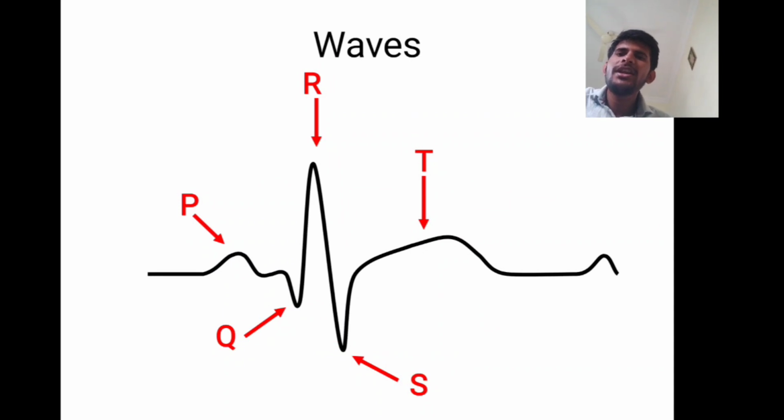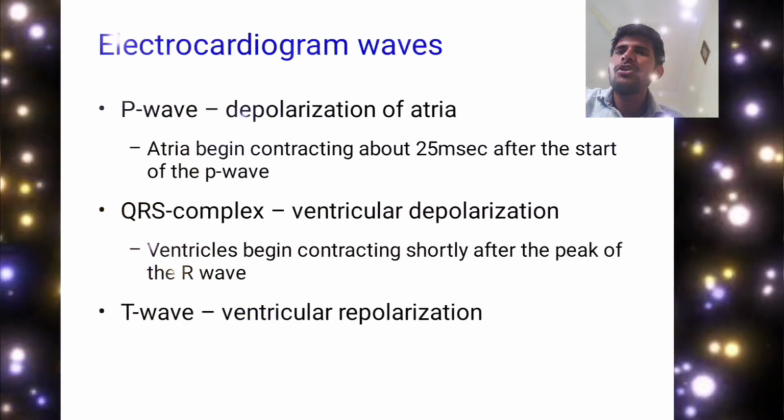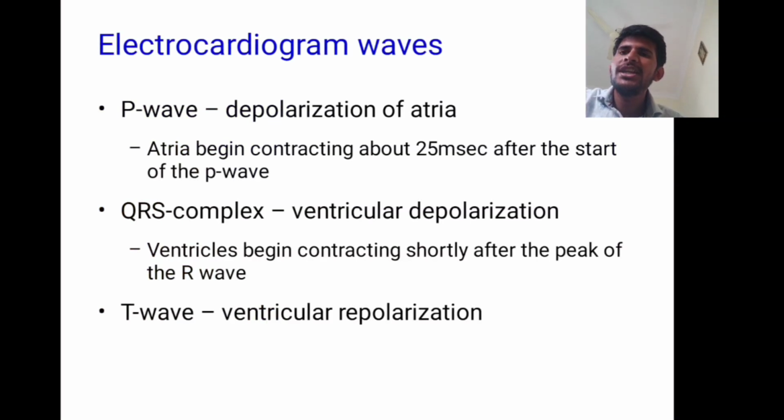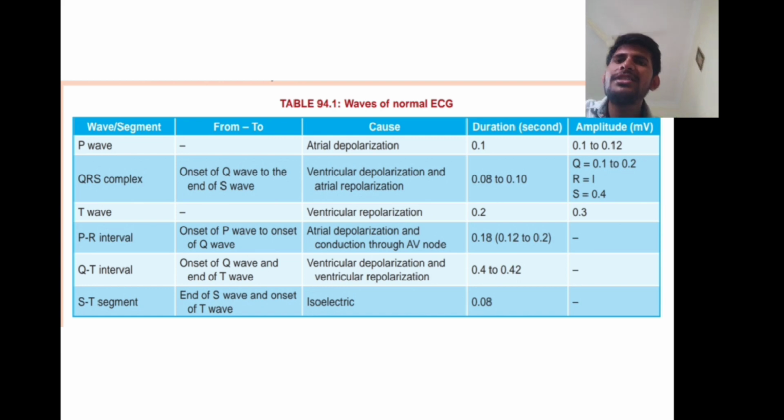Here you can see P, QRS, and T wave, just dummy. And this is a clear picture. You have to draw like this in exam. So electrocardiogram waves: P wave, atrial depolarization; QRS complex, ventricular depolarization; T wave, ventricular repolarization. Intervals and segments, I have already told them. You just go through them. This one table completely covers everything, with the duration and amplitude.